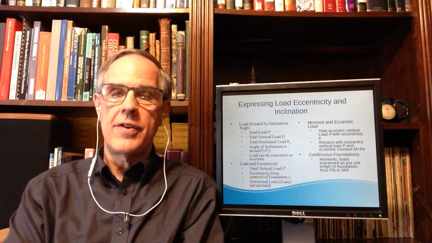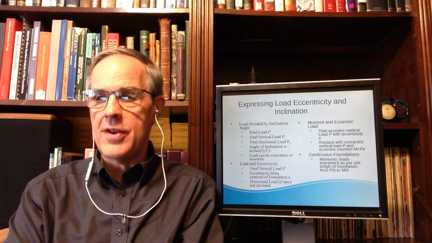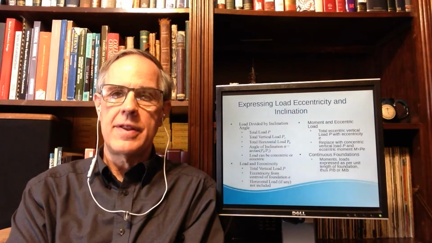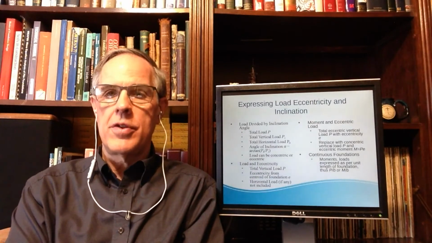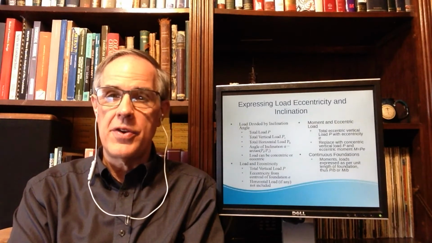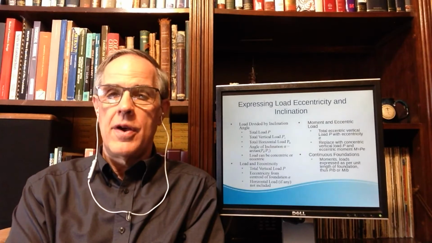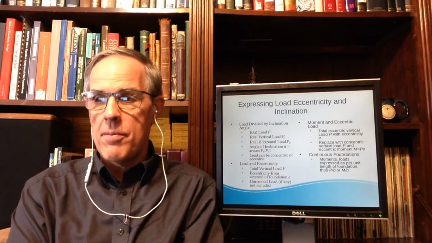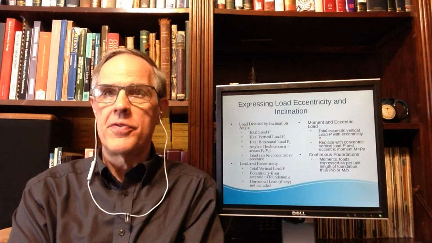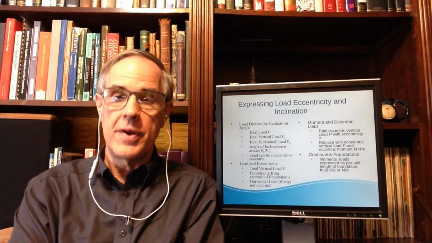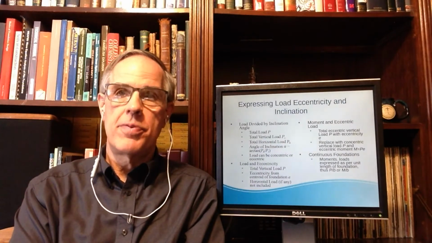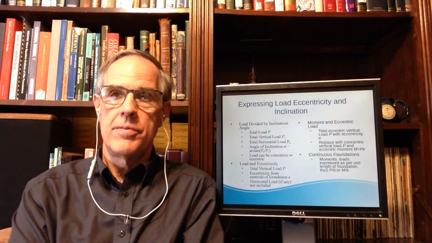For continuous foundations, you'll see my notation P over little b or M over little b. That basically means the load is in kips per foot or kilonewtons per meter, or a moment in kilojoules per meter or foot-pounds per foot or whatever. And so when you see that, that means that it's per foot of wall.